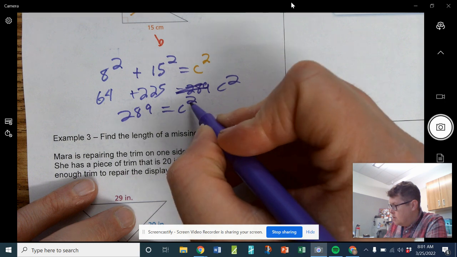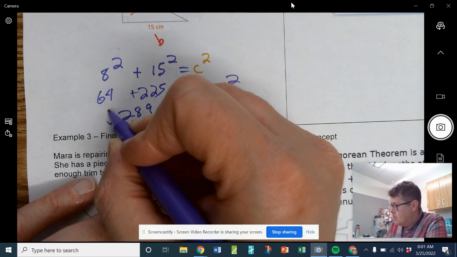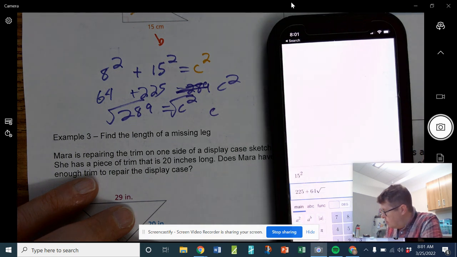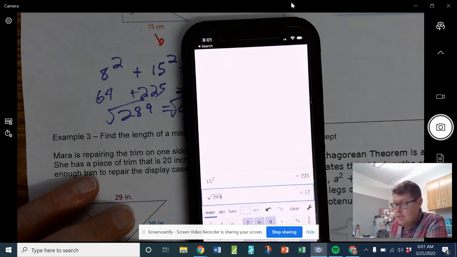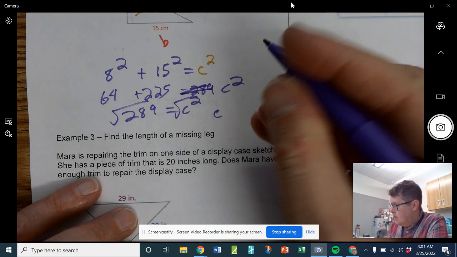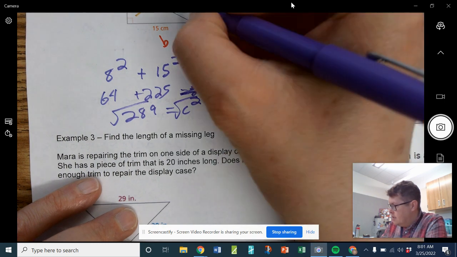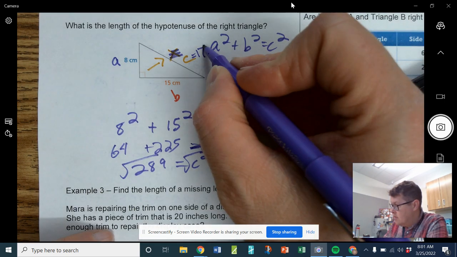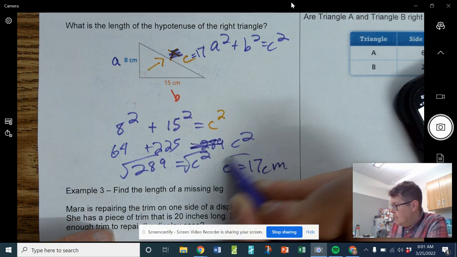Now what we're going to do, since we have this squared, we have to get rid of it on that side, so we'll square root that side. So we'll take 289, clear that out, square root, and we just take the square root of 289, which is going to give us 17. So the length of that is 17 centimeters, right? So that's it right there. That's our answer. We found the length.